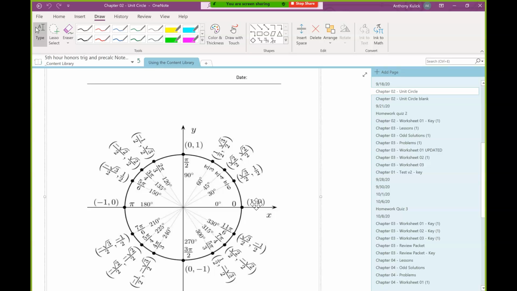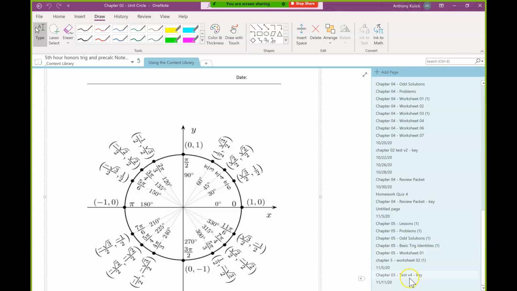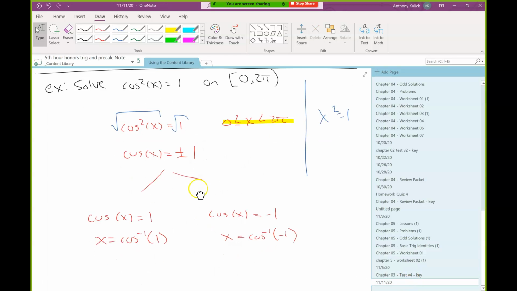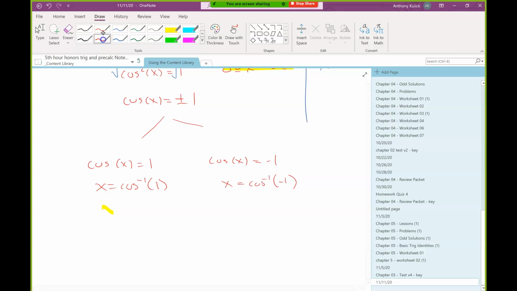My other problem, I had cosine inverse of -1, so I'm going to go look for places where the x coordinate is -1. That happens just here at pi. Is everybody okay there? Okay. So let's write those down. So those would be my two answers in between 0 and 2 pi.